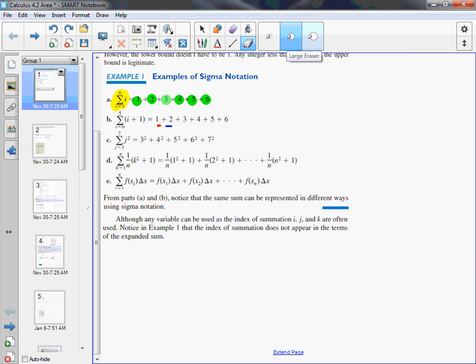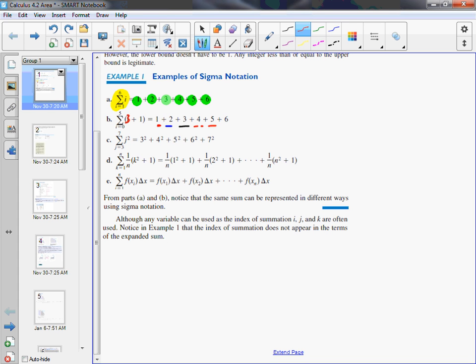Then I count up again. Now I'm up to 2. So I replace I with 2. So our next term is 2 plus 1, 3. Then I count up again. Now I'm up to 3. So our next term is 3 plus 1, 4. Get it? And so then our next term is 4 plus 1, which is 5.